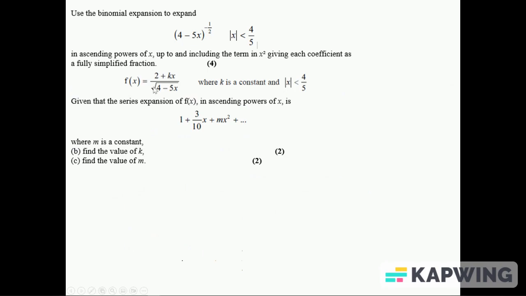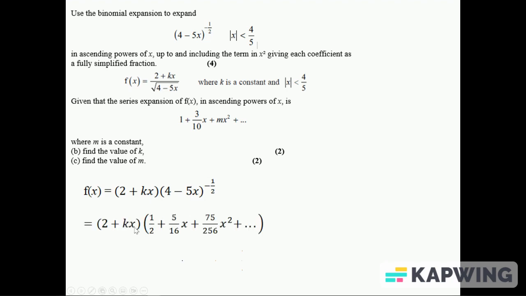And then it tells us that f of x is equal to this. And it's got 4 minus 5x square root on the bottom, which is this really. So we're going to use the first part of the question to work out what f of x is. And it tells us it's equal to this. So we're going to work out what the k is and what the m is. From the expansion. So first of all, we write f of x like this: 2 plus kx times 4 minus 5x to the minus a half. And like I say, we've done that in the first part of the question, so we can write it like this. There's the 2 plus kx, and there's the expansion that we had in the first part.